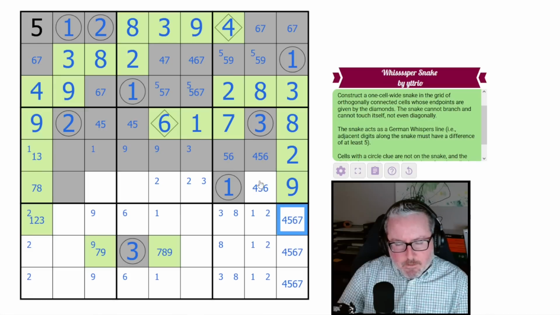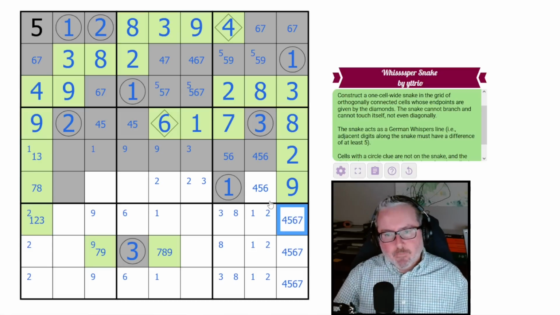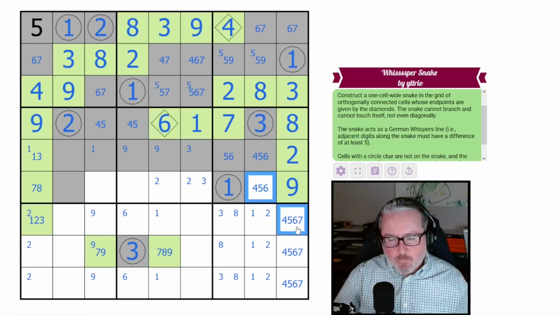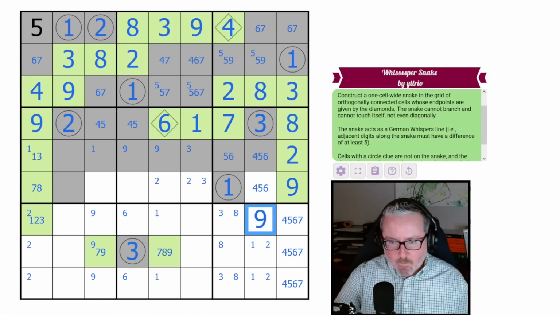Now, if one of these two is a 4, maybe that's how we need to look at it. Okay, I think that's it. If one of these is a 4, we know it has to also connect with another 9. So if it goes here, this is 9. If it goes here, it can't obviously continue down. It has to go here. This is 9. And this is snakeage. That's going to give us 5 and 9.